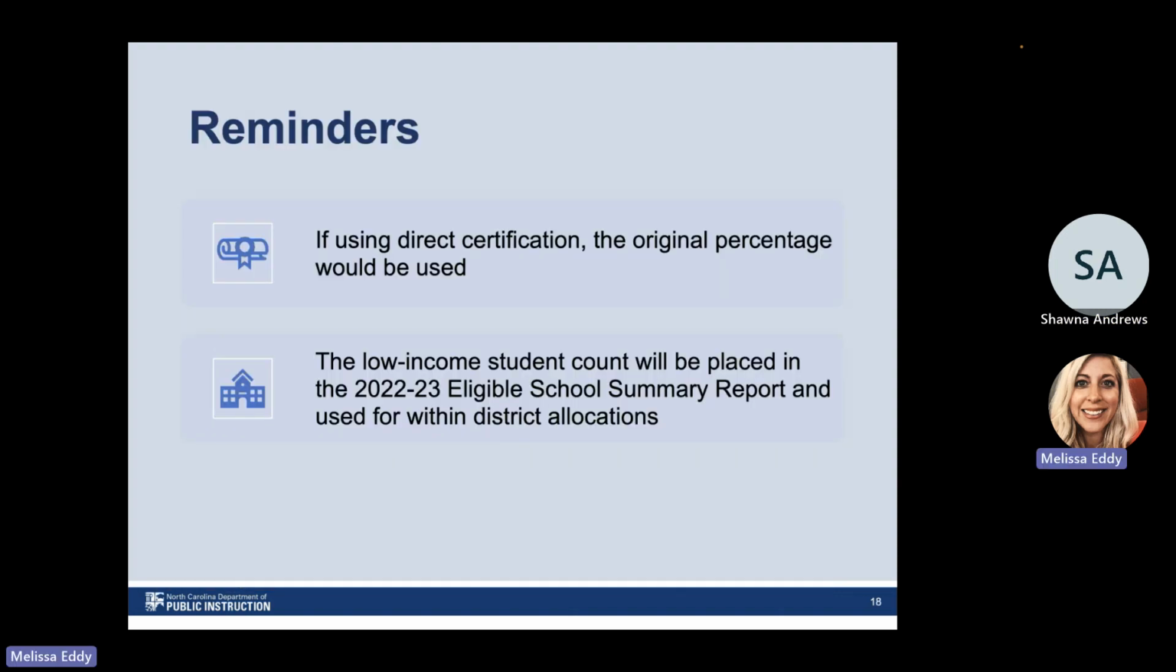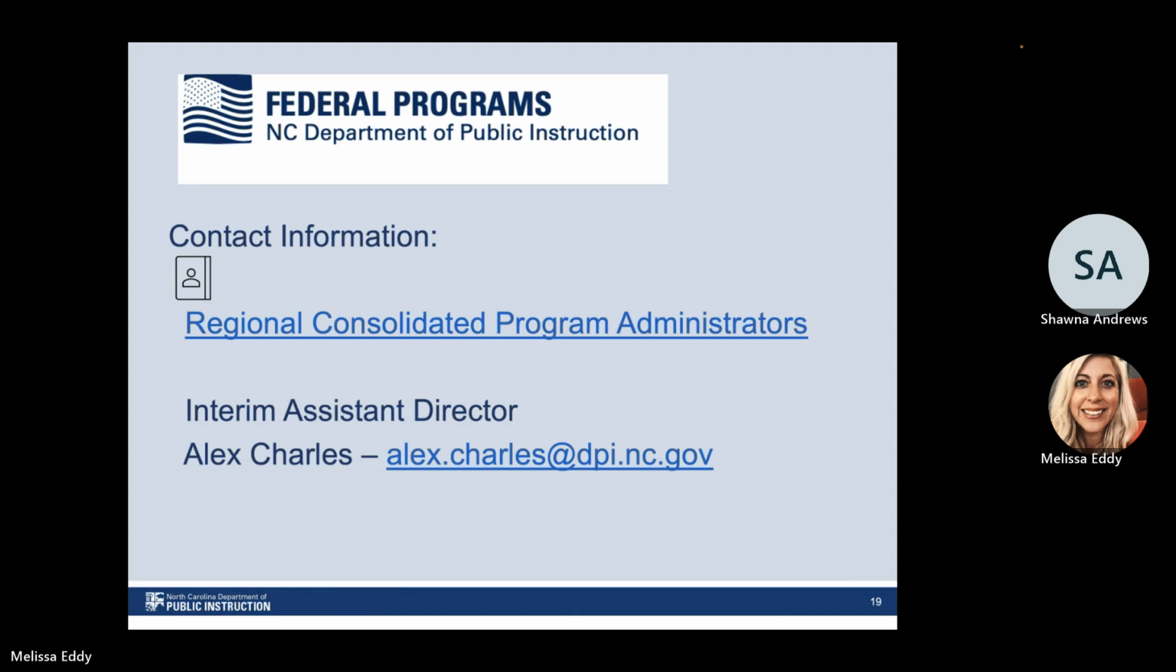Thank you, Shauna. A couple of reminders. If using direct certification, the original percentage would be used. The low-income student count will be placed in the 22-23 eligible school summary report and used for within-district allocations.